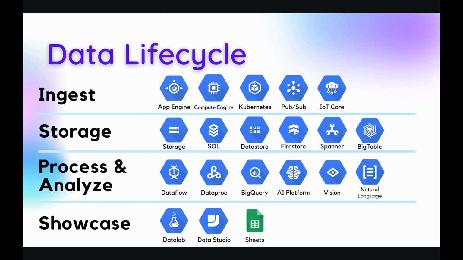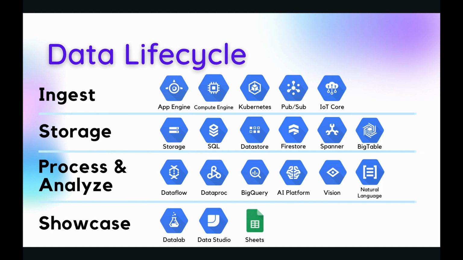Alright, after you have ingested your data, you need a place to store it because you can't just ingest the data and let it dissipate or disappear. You need a way to store it for further reference. Some of the most common and popular ways of doing this with the Google Cloud Platform are to use these services: Cloud Storage, Cloud SQL, Data Store, Firestore, Spanner, and Bigtable. And again, we'll be taking a closer look at all of these different services in a later playlist.